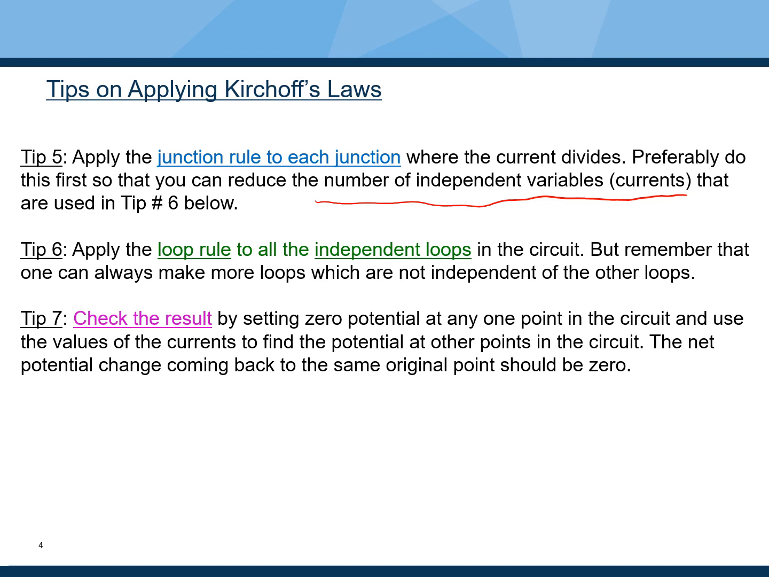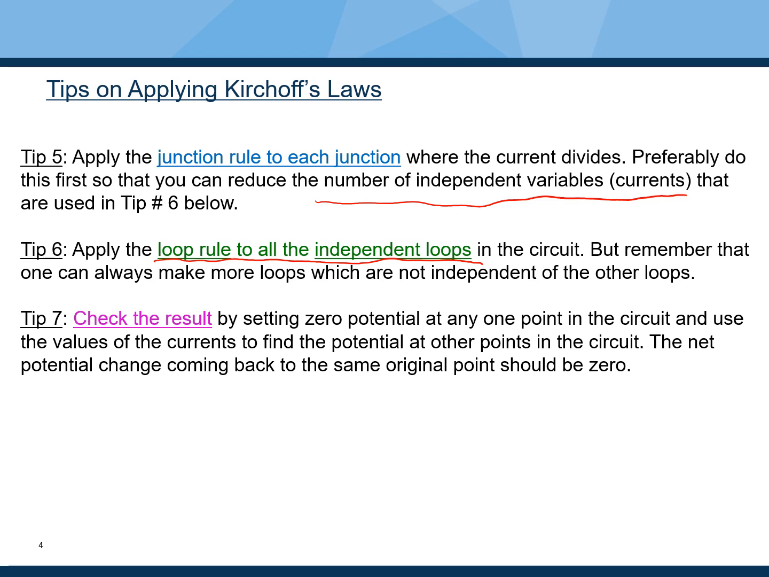Tip number 6 says, apply the loop rule to all the independent loops. Applying it to all the independent loops will dramatically simplify your life. It will mean that you'll have the smallest possible linear system that you'll have to invert in order to find the currents in all the loops.